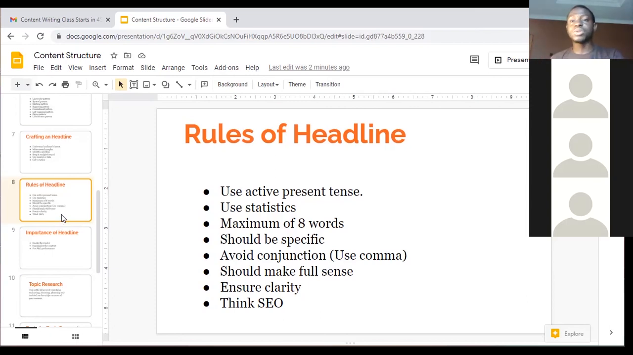Then think SEO. So when you're crafting a headline, think about the ranking that you feel your headline is going to have, right? So there was a time I wrote an article about NSAS. You can go check it out. Okay, maybe if time permits, I'm going to show you all. So I wrote an article about NSAS and I noticed, oh, a whole lot of people have written about NSAS, but nobody's writing about how brands are responding to the protest.